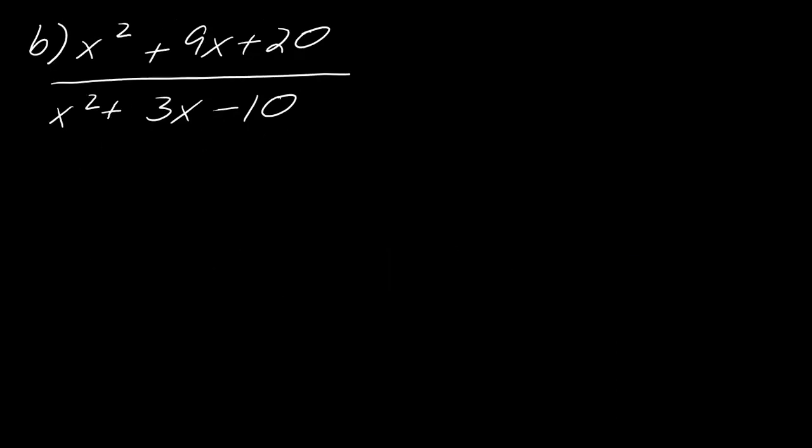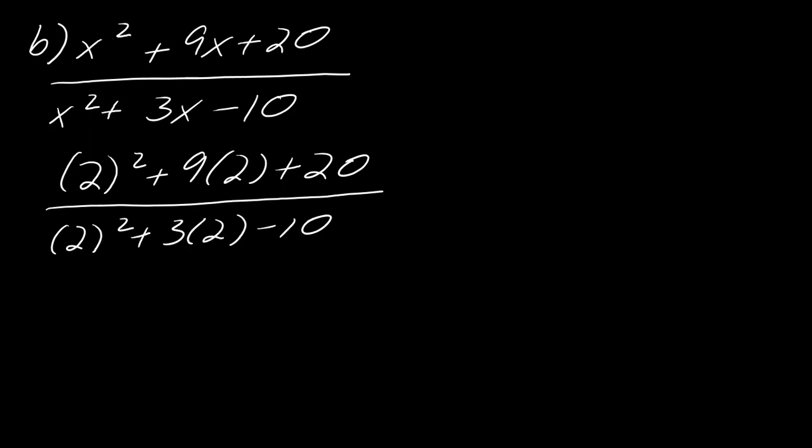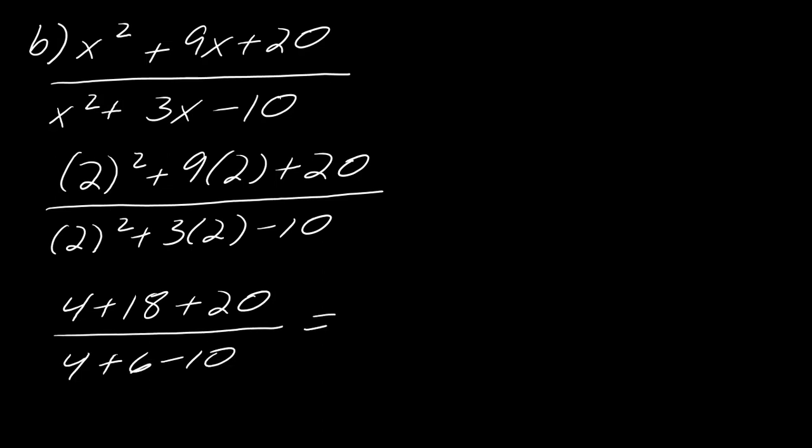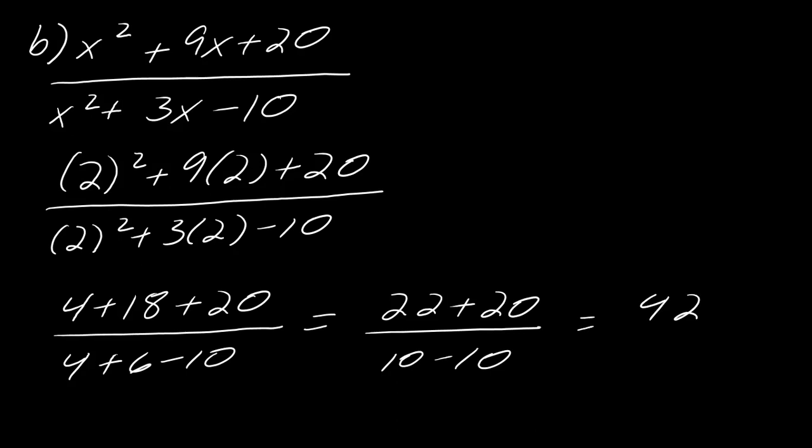Okay, so let's do that again now for b. I'm going to plug in 2, and I'll keep simplifying from here. If I keep going, now you're going to see that I get 42 over 0. This is the point that I'm trying to make with this particular lesson. So this is a problem.